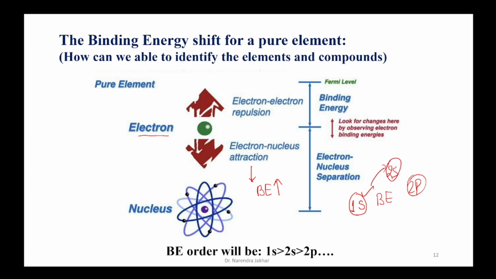So the binding energy of the 1s is the highest, then the 2s electron, then the 2p electrons. So if electrons are coming out from the 1s, they give rise to different peaks, 2s to different peaks, and 2p to different peaks. This is the case for the pure elements. When we are discussing pure elements, then 1s, 2s, and 2p different peaks will arise in the XPS spectrum, and we will look at later in the spectrum that these are the peaks. So you are able to recognize that.